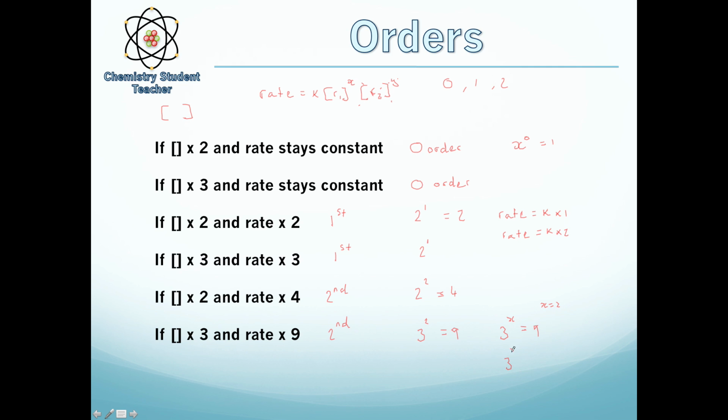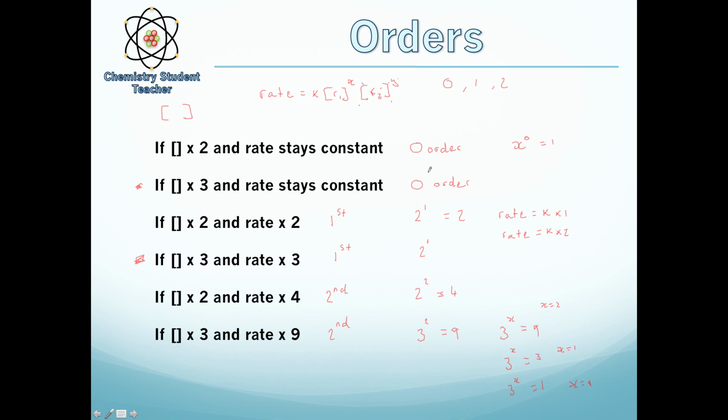If we had an equation 3 to the power of x equals 3, like this example here, then x would have to equal 1 to make 3. And for this example just here, we would have 3 to the power of x equals 1. Well, to get 3 to equal 1, x would have to equal 0. So you would have 3 squared equals 9, 3 to the power 1 equals 3, and 3 to the power of 0 equals 1.